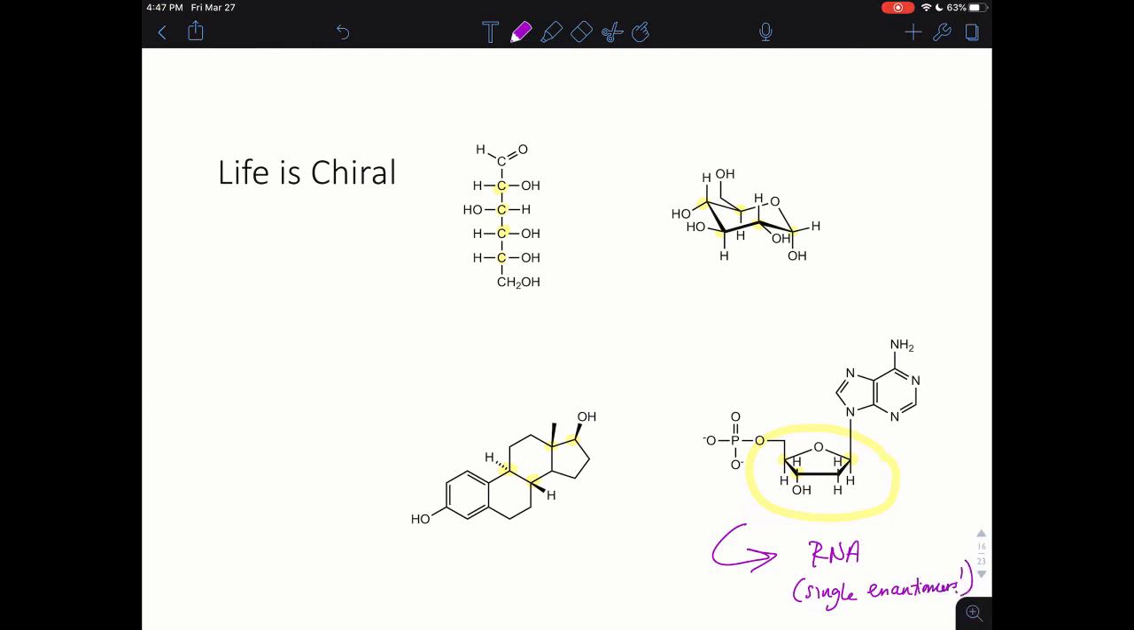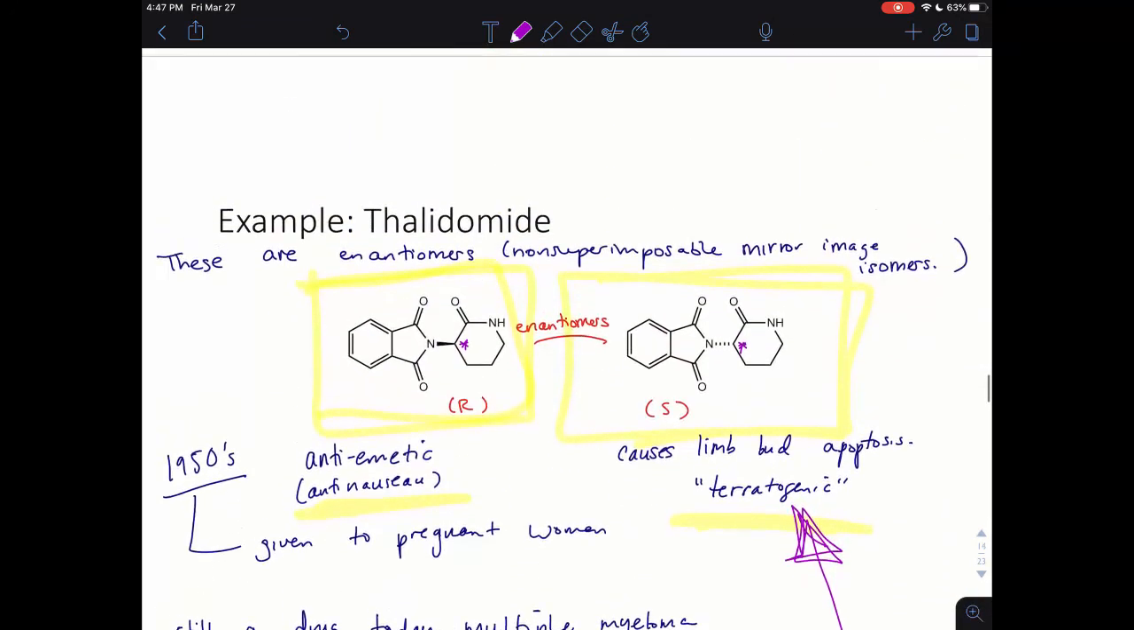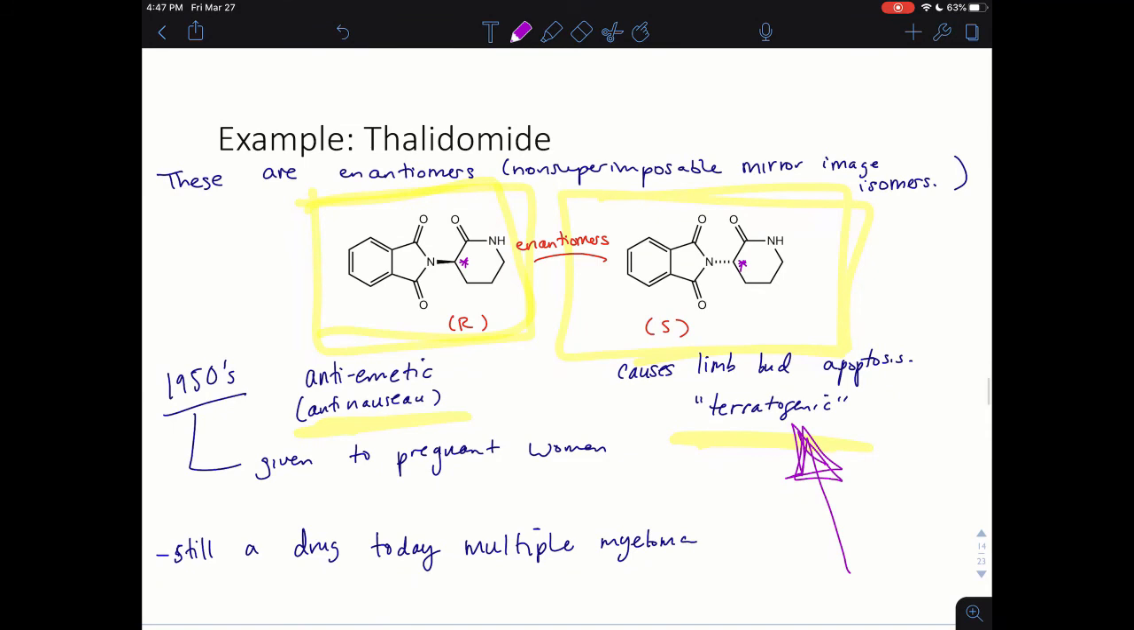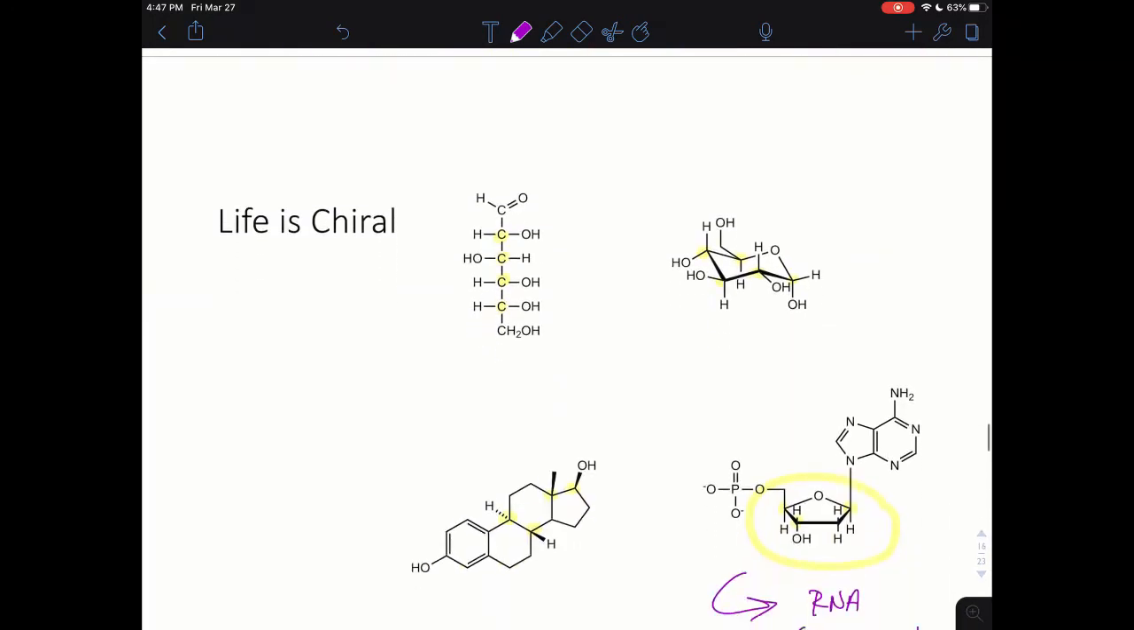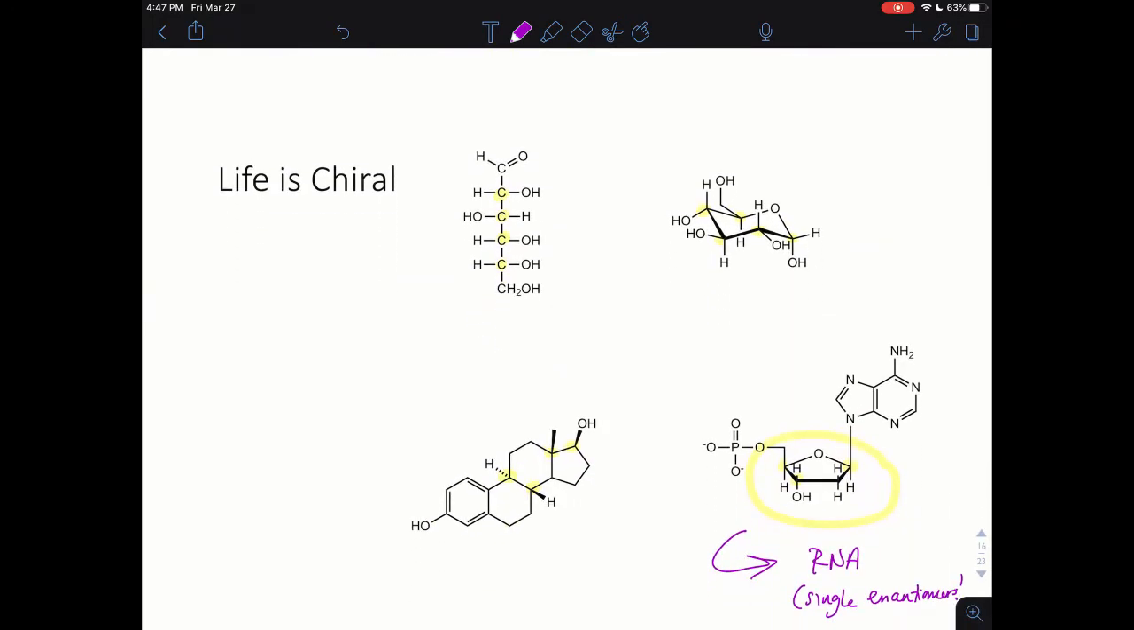So life is chiral. Your body's just a left-handed glove. And when you put 2 different hands in it, you're going to get two different reactions. You're going to get the normal handshake and you're going to get the awkward handshake, possibly. Not definitely, but possibly. So we have to consider this when we think about how chiral substances can interact with the body.